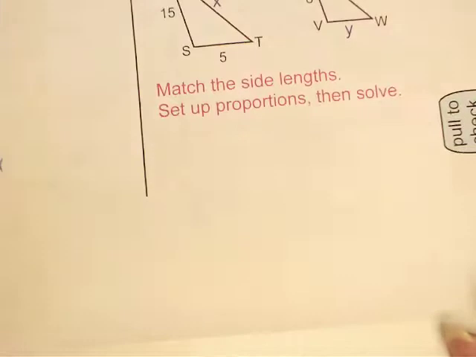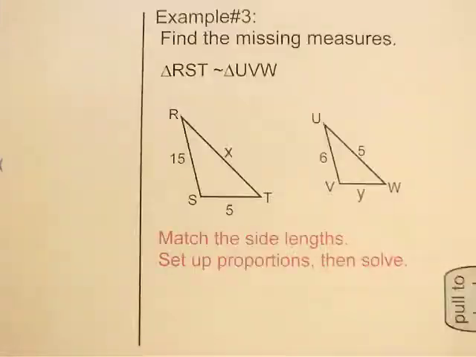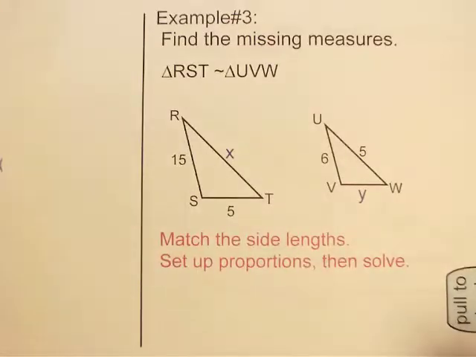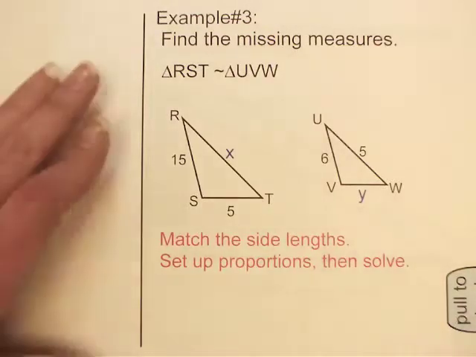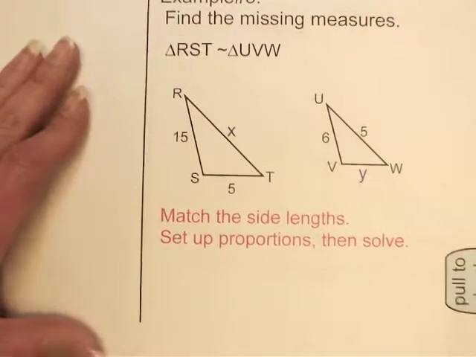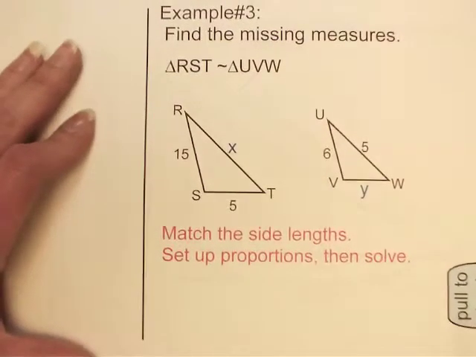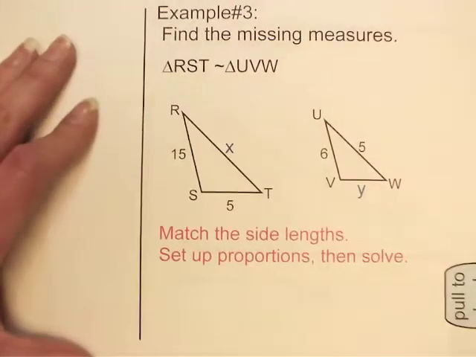So moving on, our next example, example number 3. Now that we know about the angle measures, and we know that in order to have similar triangles, we also need to have sides proportional. So let's take a look at this next example. We need to find the missing measures for this. Okay, example 3. So what they're giving us is this.